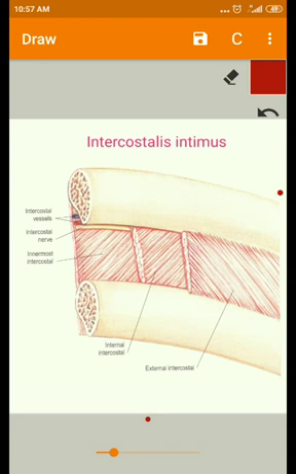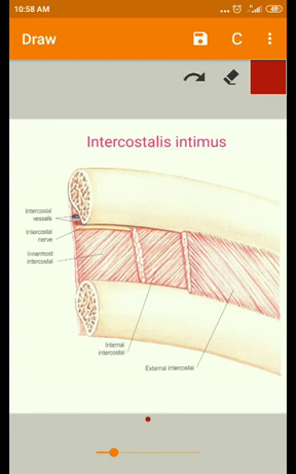Dear students, welcome back. In the previous session, we have seen the other two intercostal muscles: the external intercostal muscle and the internal intercostal muscle. The other intercostal muscle is called the transversus thoracis. The transversus thoracis is divided into three groups: the intercostalis intimus muscle, the sternocostalis, and the subcostal muscles.